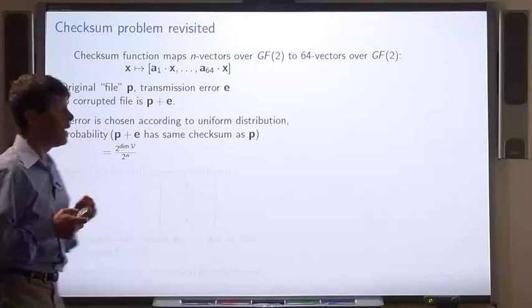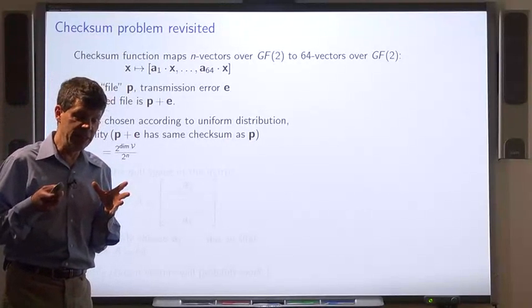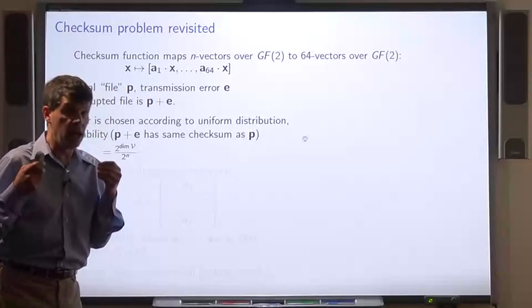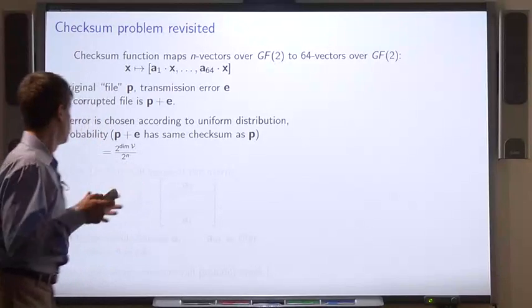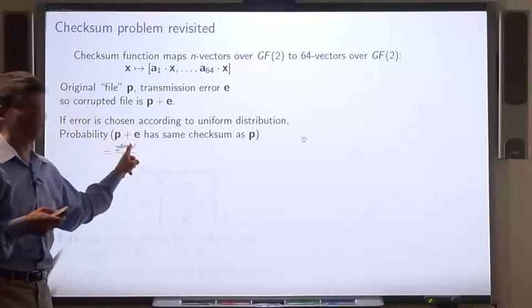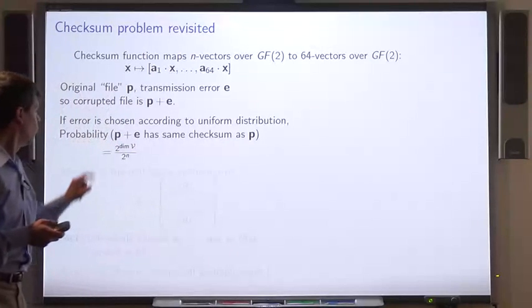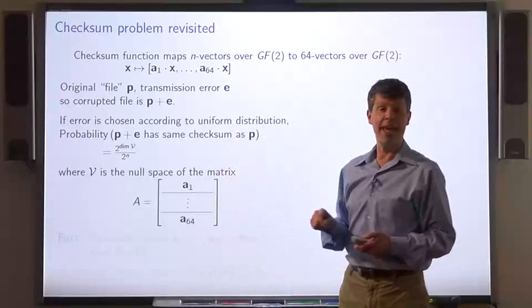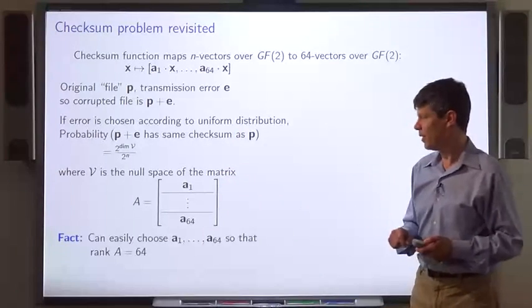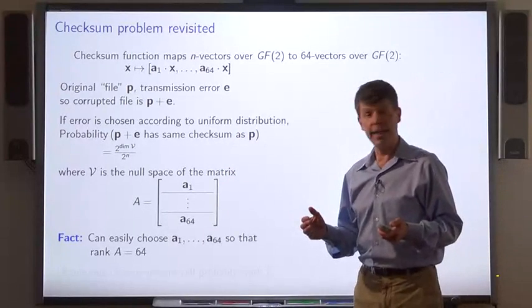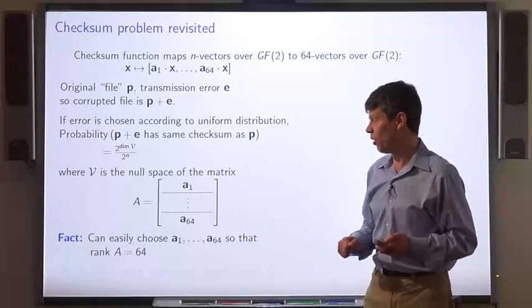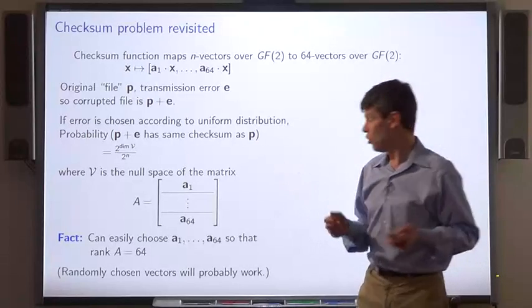And we were interested in finding out the probability that the corrupted file had the same checksum as the original file. We saw that if the error was chosen according to the uniform distribution, the probability that the corrupted file has the same checksum as the original file was 2 to the dimension of V over 2 to the n, where V is the null space of the matrix whose rows are these vectors a1 through a64. Well, it's easy to choose a1 through a64 so that the rank of this matrix A is 64. In fact, just choosing random vectors will probably work.